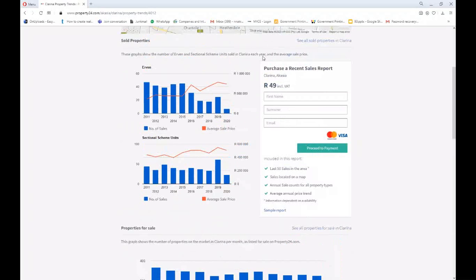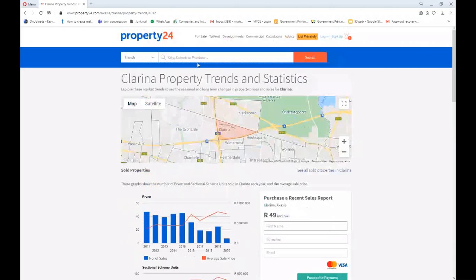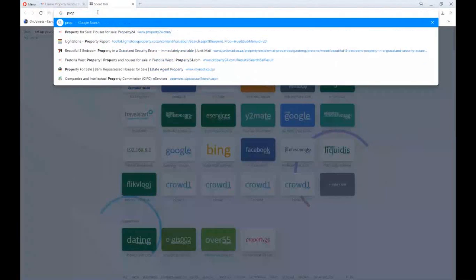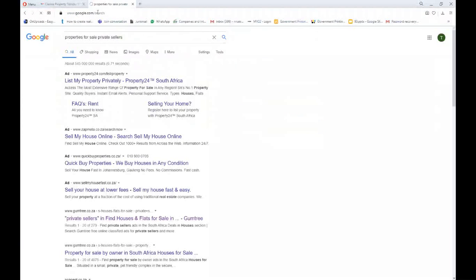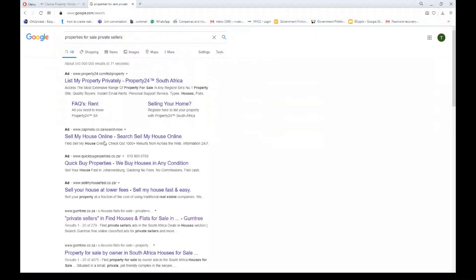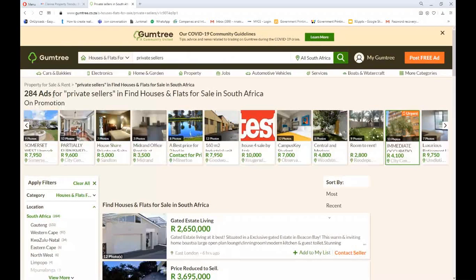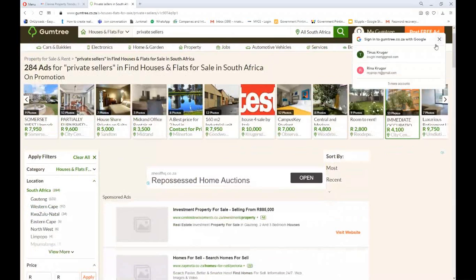And then you can also go there and you can say properties for sale, private sellers. You can go to Property 24, it's got a list for private sellers, Zap Media, Sell My House Online, Quick Buy Properties, Sell My House. Gumtree is a big one that we use quite often for the private sellers. Ads for private sellers, you see. So you go there and you can see. Depends what you're looking for.